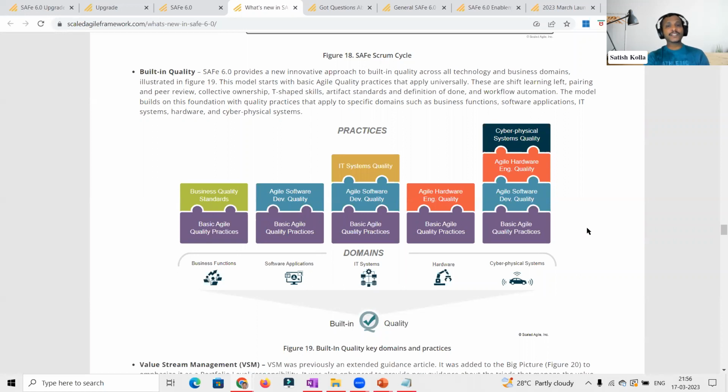On top of it, each of these domains might have to define their own practices to focus on built-in quality. That is clearly highlighted to give some clarity and guidance on how each and every domain, each and every component within the organization, can focus on built-in quality, along with focusing on common quality practices as the standards across the organization, across the implementation.